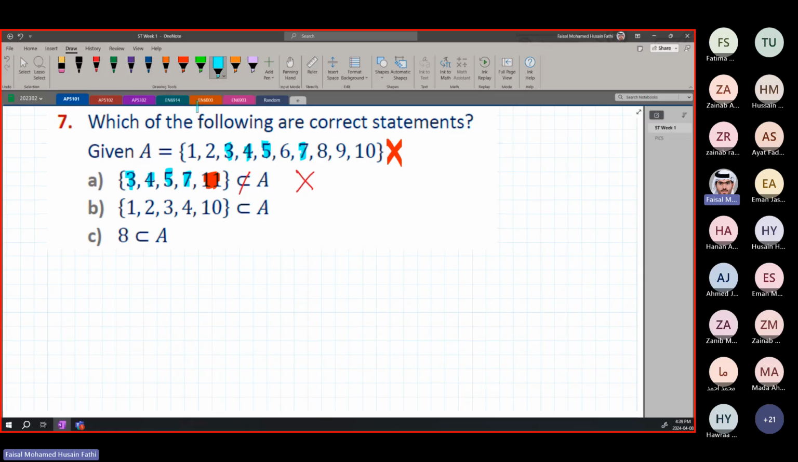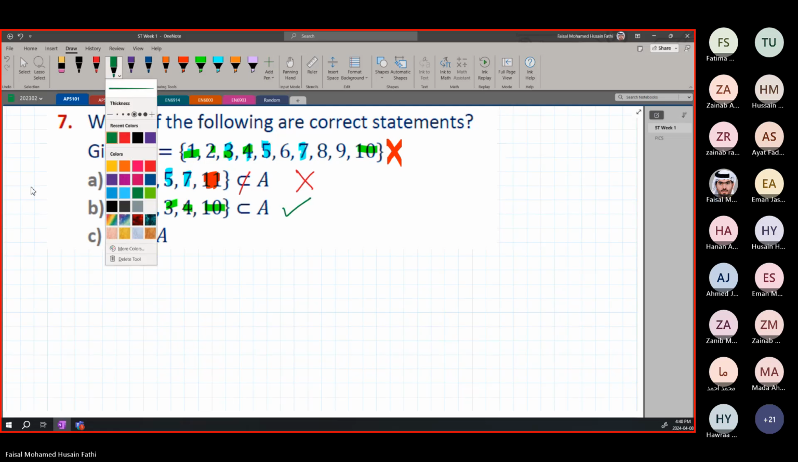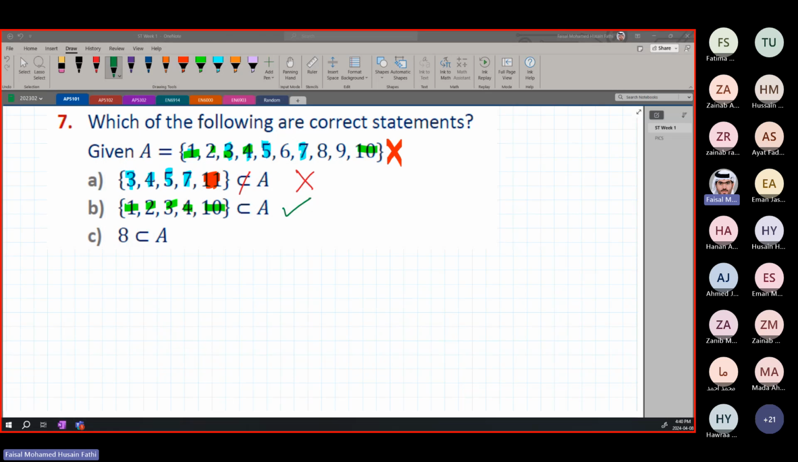Same thing again. 1, 1, 2, 2, 3, 3, 4, 4, 10, 10. Let me use a different color. Yes, all of these are present. So this is a correct subset. Next, 8. Just the number 8. Is it a subset of A?